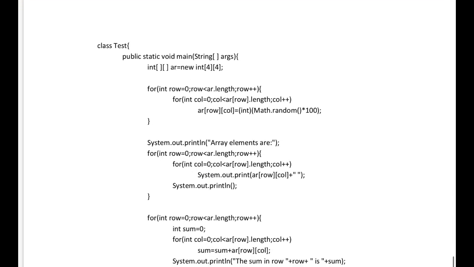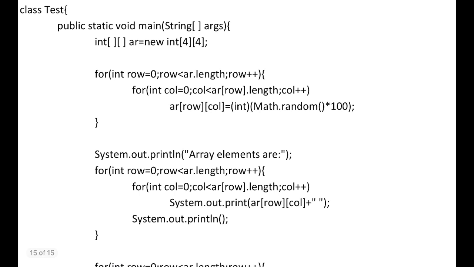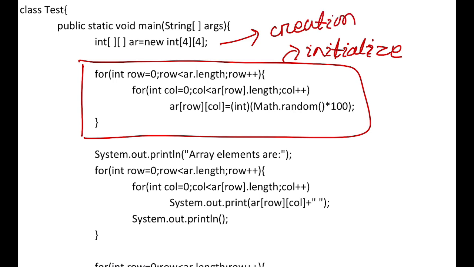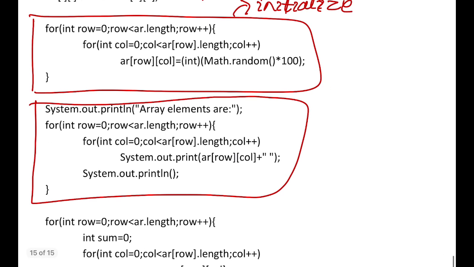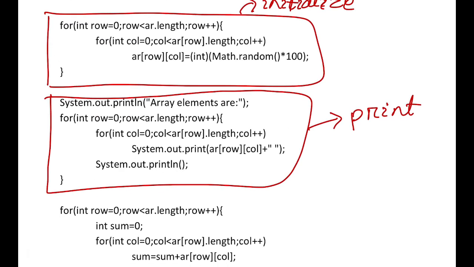So you can see the program like this. This part is for initializing the array, and this one, int ar equal to new int 4 4, is for array creation and declaration. First we create the array, then initialize the array with random elements, which we have already discussed. This one is for printing, or displaying, the array. Here we are considering a two-dimensional array, and we have already discussed this displaying part in the previous program.